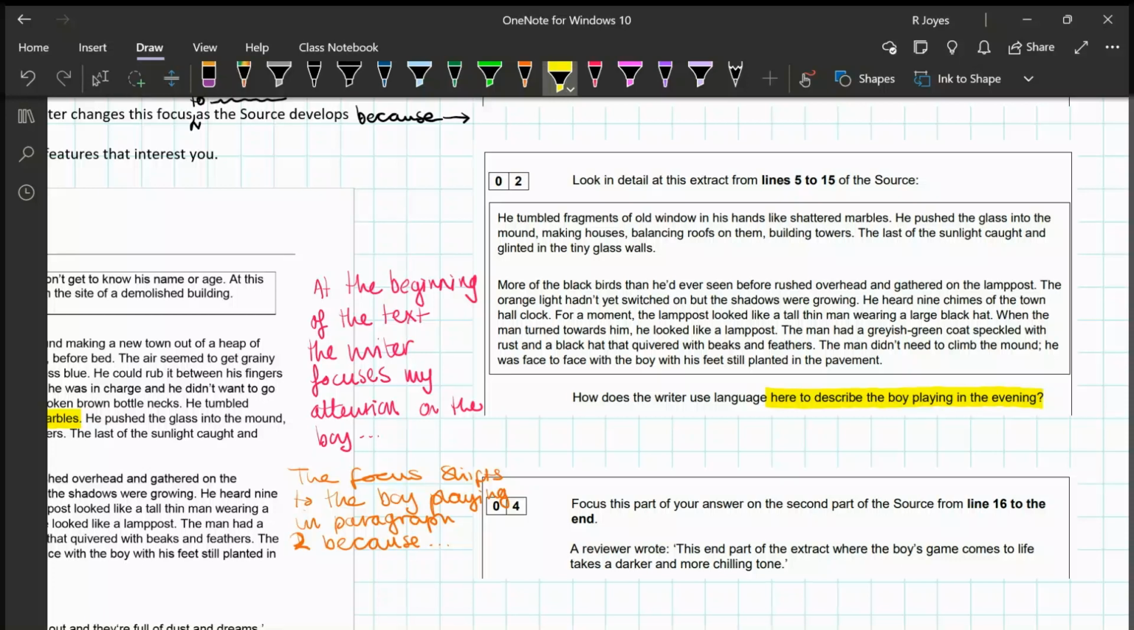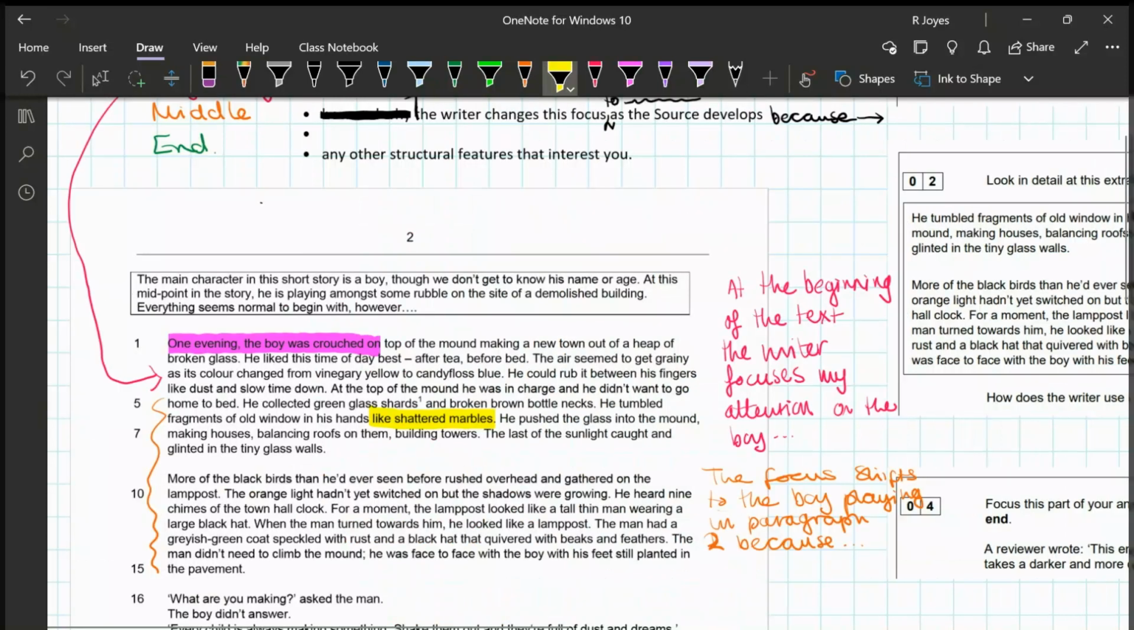Now, because this question is always going to be on something that we can agree or disagree with, that could be wrong, they're never ever going to give us something that's totally inaccurate. So we do have to do a little bit of reading here. But essentially, we know that at the end of the extract, the boy's game comes to life. Okay, so let's have a look at the end of the extract.